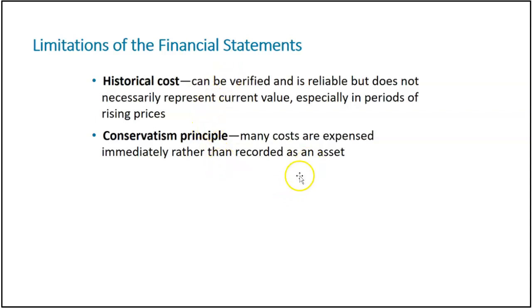In conservatism, the conservatism principle says that many costs are expensed immediately rather than recorded as an asset. And remember that to be an asset, we're looking for future benefit. So if you're not sure if a cost is going to provide future benefit, then you might write it off. But one of the most important things is to be consistent, so to do the same things the same way from one period to the next.